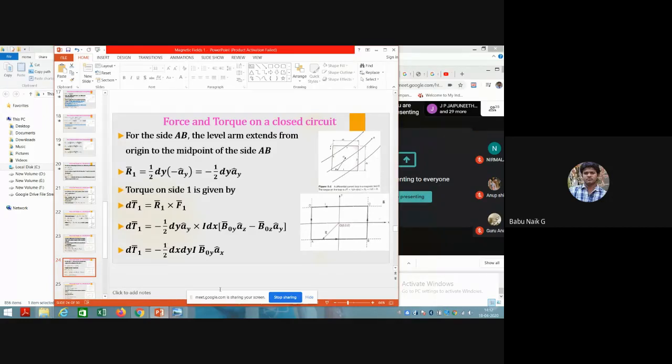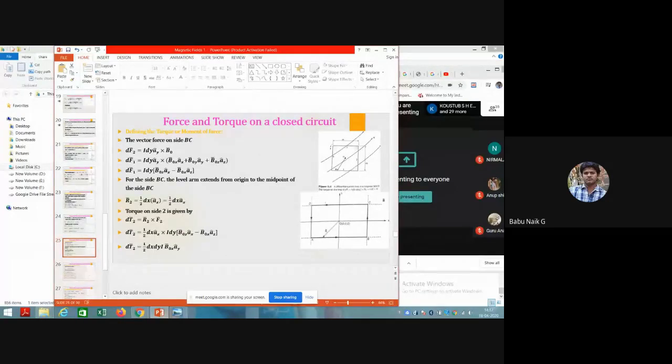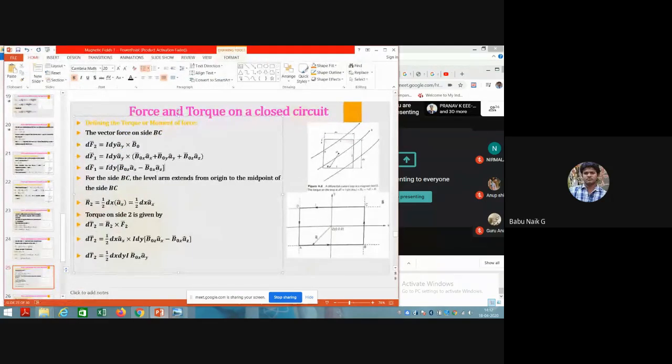Now this one is A to B. In a similar way, you can calculate B to C. On the next slide, you can calculate B to C. Now the vector force on side BC: first consider the force calculation. The current is flowing through the BC wire, which lies along the y-axis, so the length is dy, in the A cap y direction.